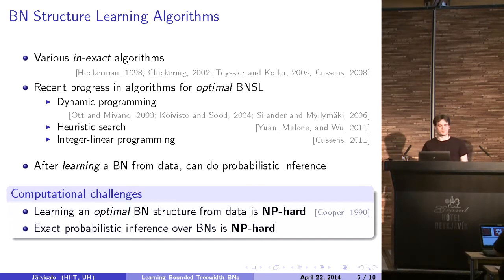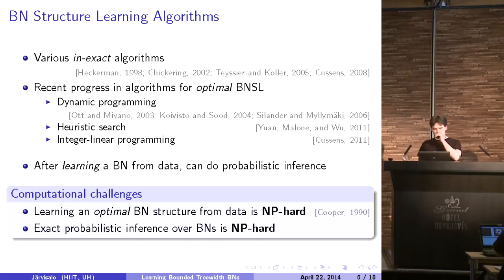Of course, this is a central problem, and there's been a lot of algorithmic work on it. The earlier algorithms are typically so-called inexact algorithms, by which I mean that they do provide some solutions, but they are not guaranteed to be optimal. And there's been more recently quite a lot of work on actual algorithms that do give these optimality guarantees, based on, say, dynamic programming, and then later on using heuristic search algorithms and integer linear programming.